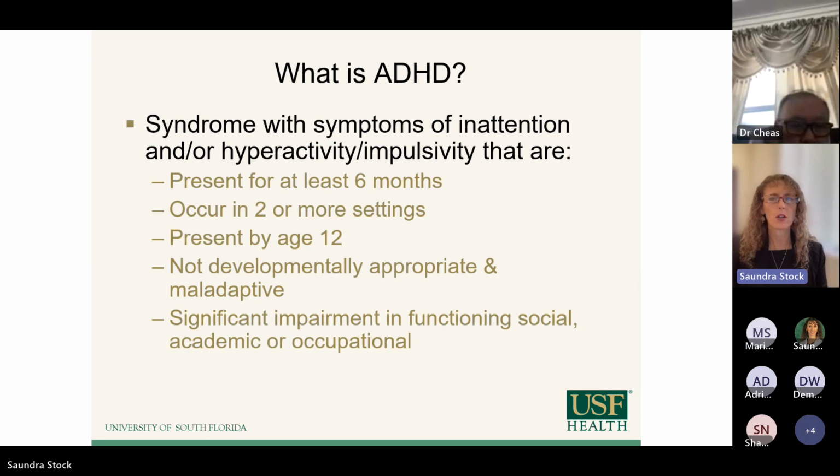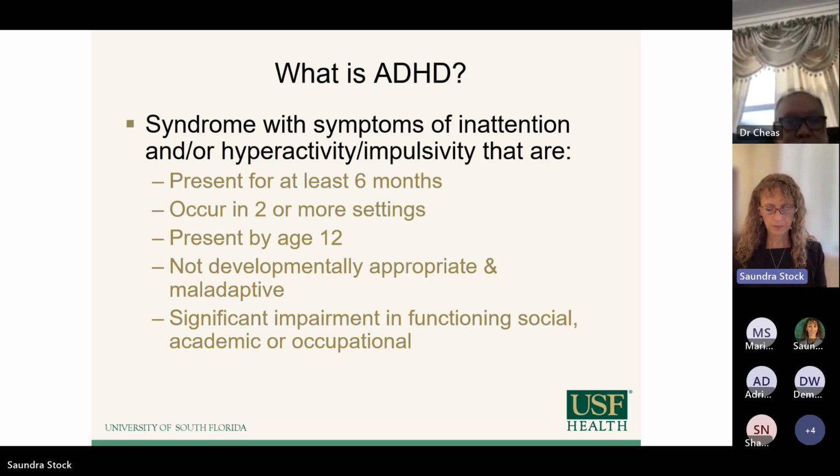I've got two screens here. So I'm going to start with just the basics. What is ADHD? I think we all know that ADHD is a syndrome where people have symptoms of inattention and/or hyperactivity and impulsivity that are present for at least 6 months, that occur in at least 2 settings. They're present by age 12. They're not developmentally appropriate. They are maladaptive, causing impairment in functioning socially, academically, or occupationally.